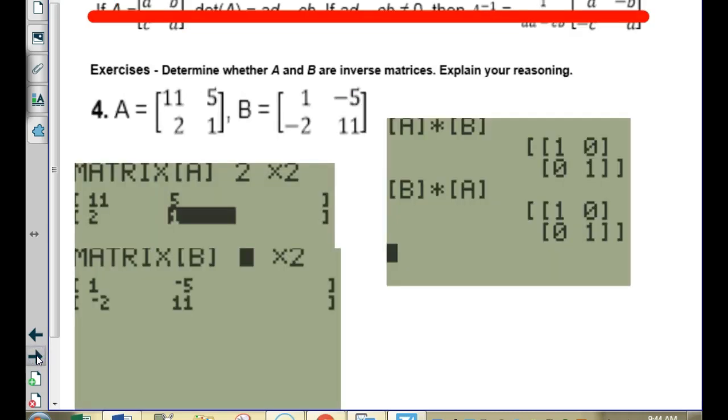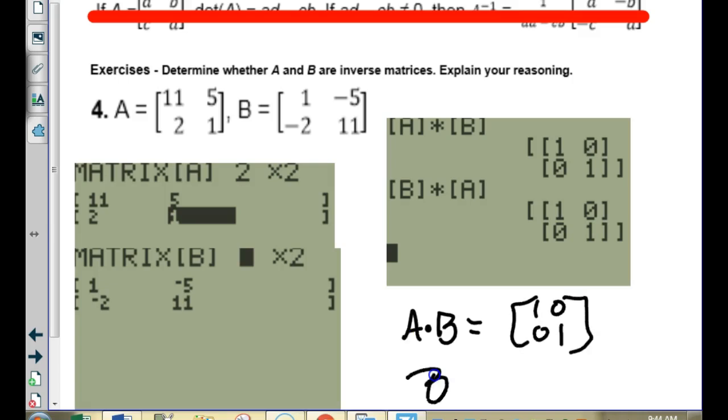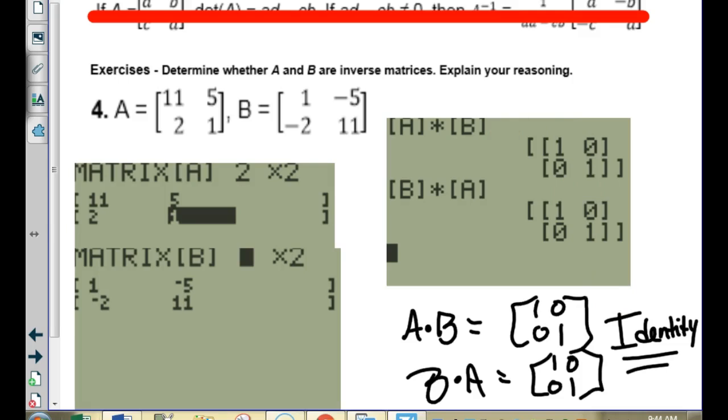I'm skipping all this because we're going to just talk about how you use an inverse. All right, so example 4 says determine whether A and B are inverses. And they are, because when you multiply A times B or B times A, you get the identity matrix. So why don't you just take a second to write down A times B would give you 1, 0, 0, 1, and B times A would also give you 1, 0, 0, 1, and this is called the identity matrix. Just so you have seen that vocabulary and written it down somewhere.